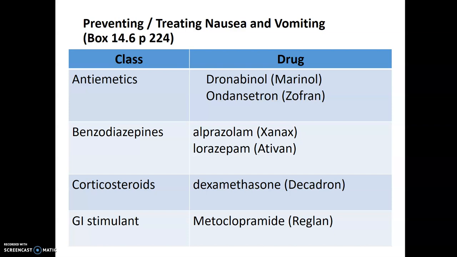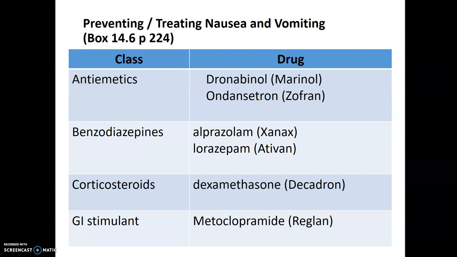Preventing nausea and vomiting. Nausea and vomiting is a common side effect of chemotherapy, and antiemetics must be used for all patients who are undergoing chemotherapy. Box 14.6 we'll discuss on page 224. We'll discuss antiemetics in cancer chemotherapy.